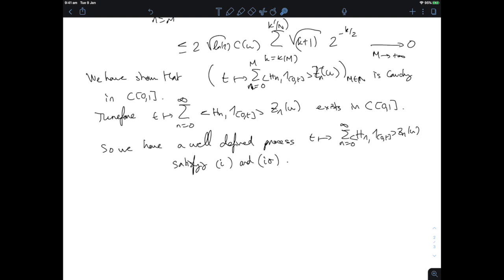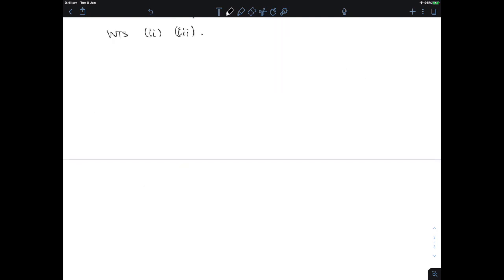Now we need to show what? We need to show that the increments are independent and Gaussian distributed. Let's do that now. To prove these two properties, we're going to use characteristic functions. That's something you would have heard about in the probability course or in other stat courses.